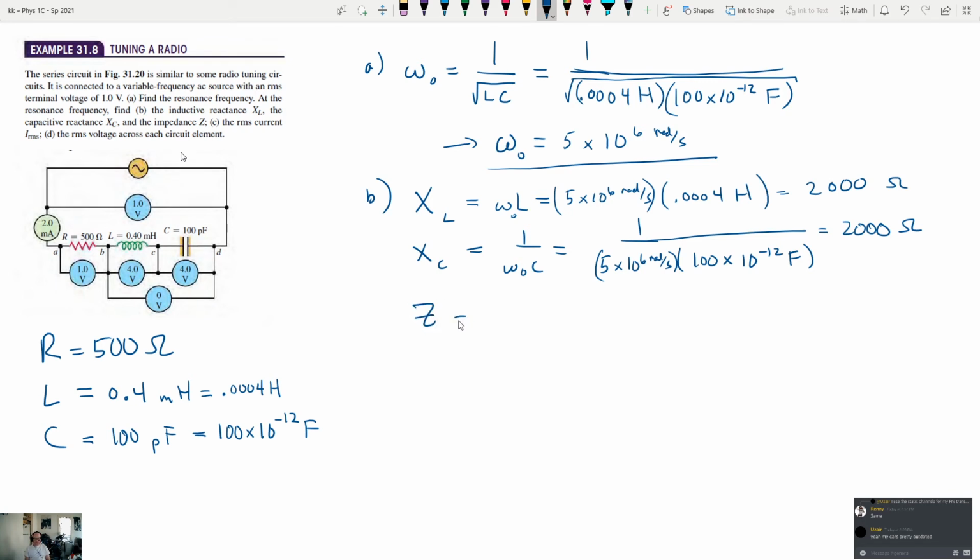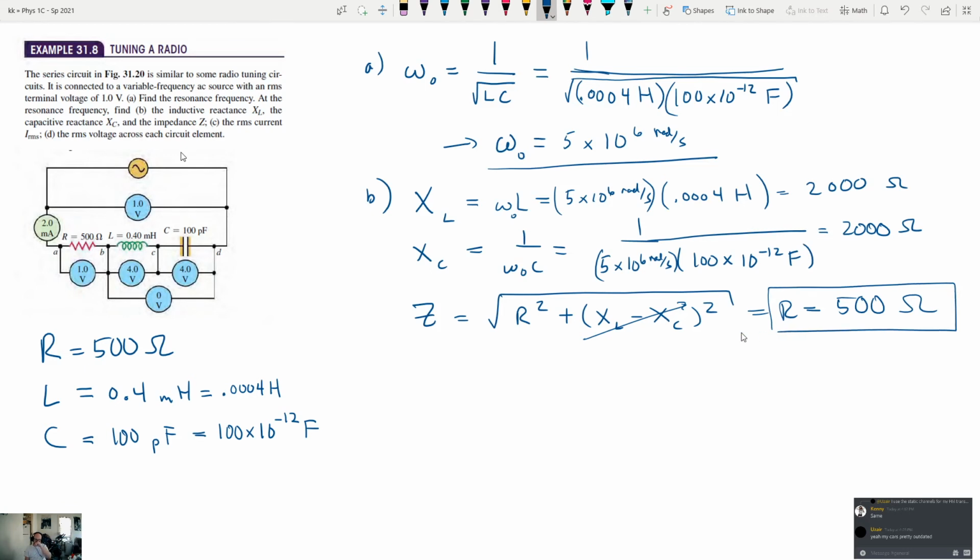Okay. Impedance is defined as the square root of R squared plus XL minus XC, whole squared. So since XL and XC are equal to each other, this whole term is zero, which means Z is equal to R, and R was equal to 500. That was that.